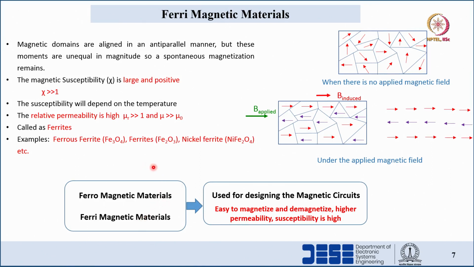From this analysis, we have seen that ferromagnetic materials and ferrimagnetic materials give higher permeability values and higher susceptibility values. Along with that, these materials are easy to magnetize as well as demagnetize. Because of these properties, for designing magnetic circuits, we utilize only ferromagnetic materials as well as ferrimagnetic materials.